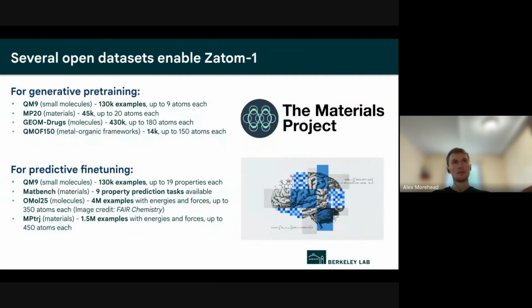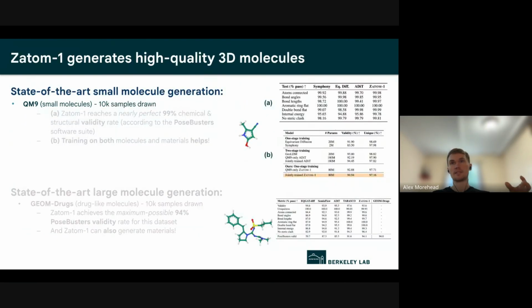Now let's describe a little bit about the generative modeling experiments. In other words, how well can we pre-train our model with generative modeling? The way we assess that is by looking through the standard generative modeling literature for molecules, and we just compare our method to existing generative models for molecules. And what we find is that if we pre-train Zatom1 in this way, we achieve state-of-the-art small molecule generation results. So we're hitting state-of-the-art just by pre-training the model.